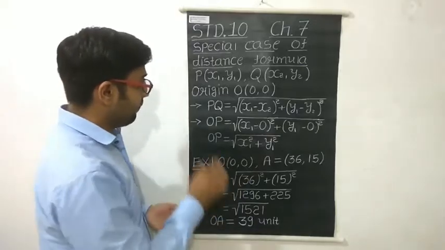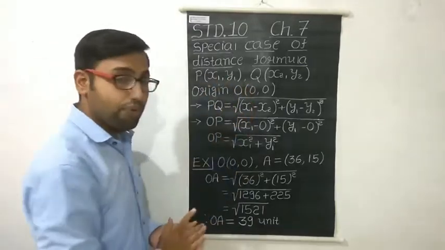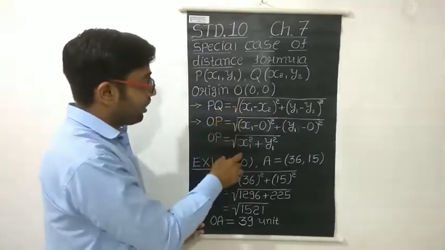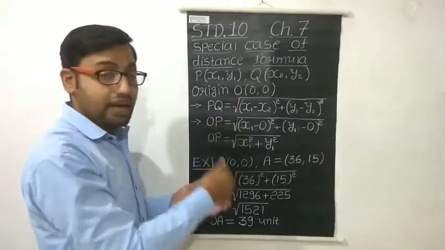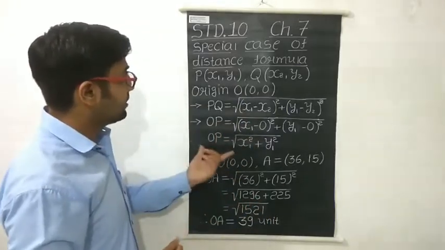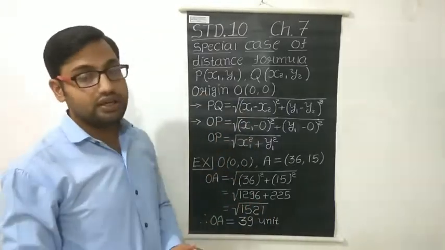Now in the same way, if we want to find the distance of this Q point from the origin, then what we get here? The square root of x2 square plus y2 square. Okay, so this is the special case of the distance formula.